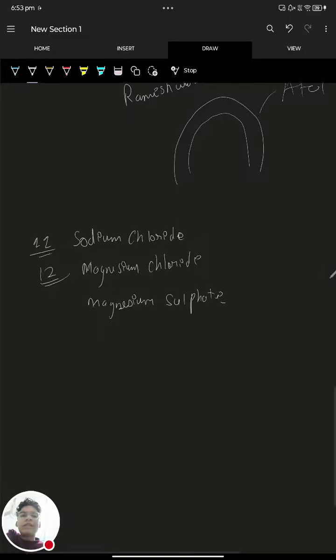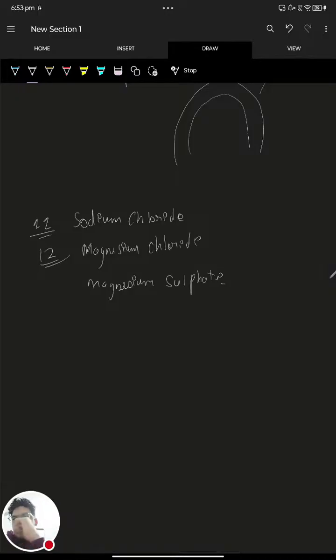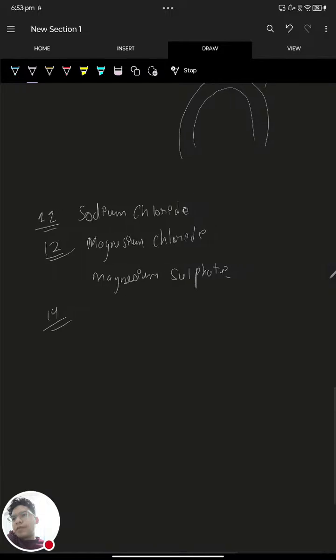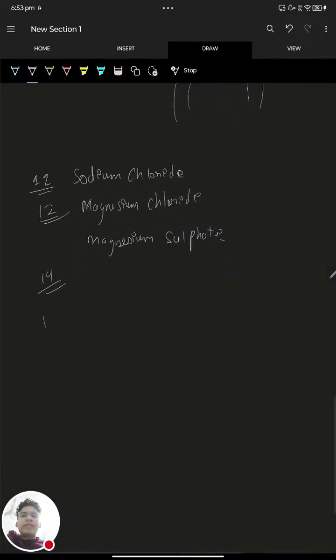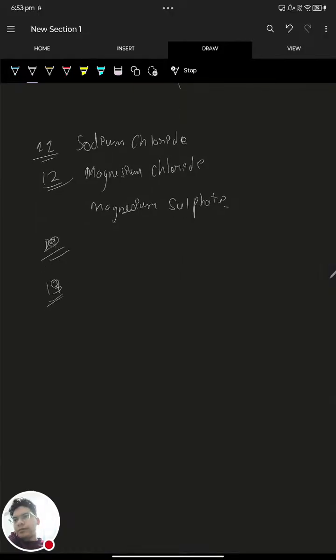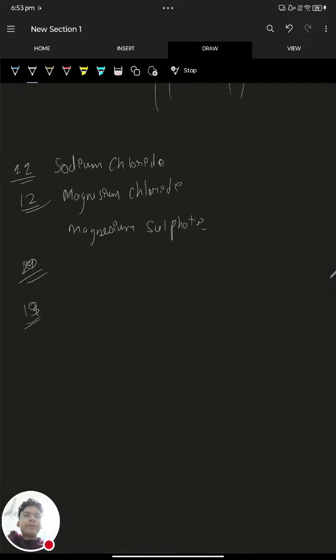Now after magnesium comes calcium. Calcium is 20. Then there is potassium. Potassium is 19.